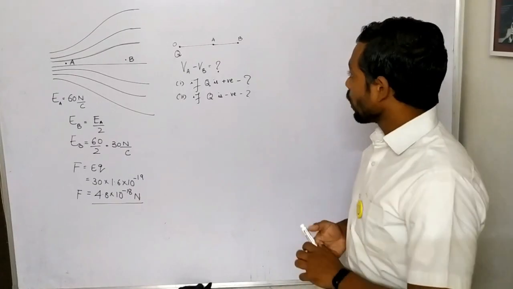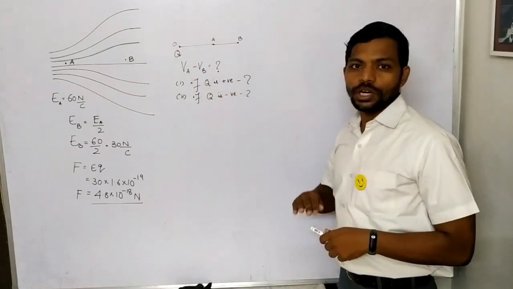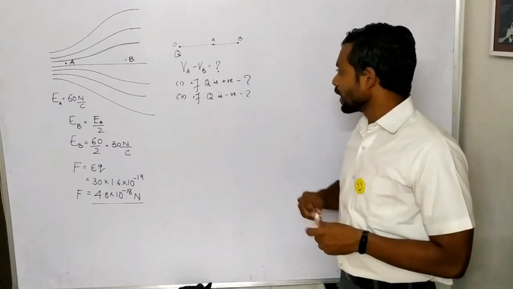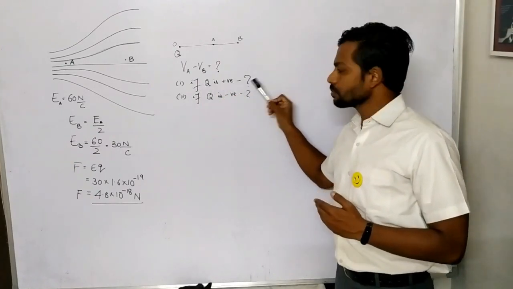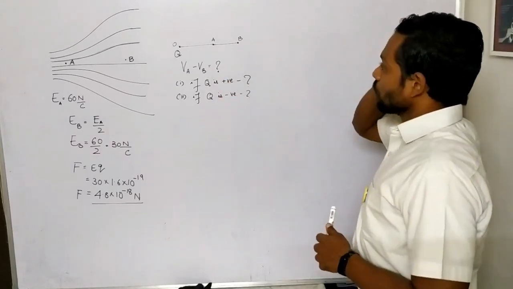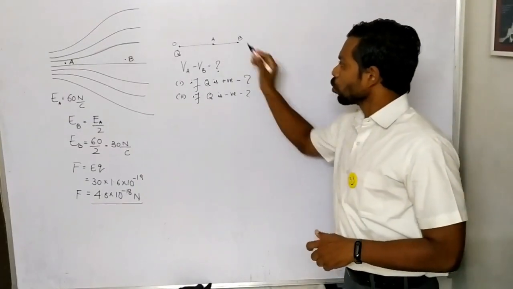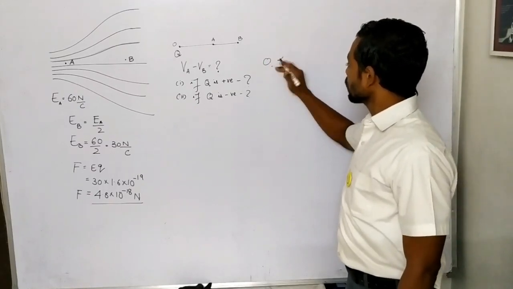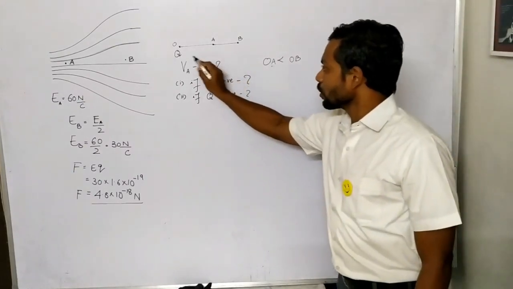In this problem, they are asking us to find out VA minus VB, whether it is positive, negative, or zero. There are two cases. If Q is positive, is it positive or negative? If Q is negative, is it positive or negative? For VA minus VB, from the picture it is very clear that OA is less than OB. Okay, this is one thing that is clear. Now first we'll try to find out the VA minus VB value.